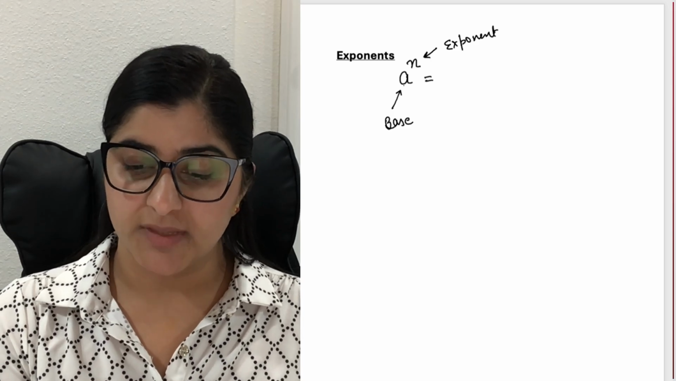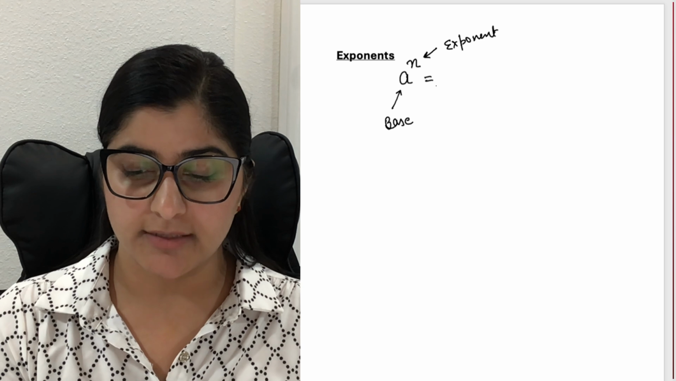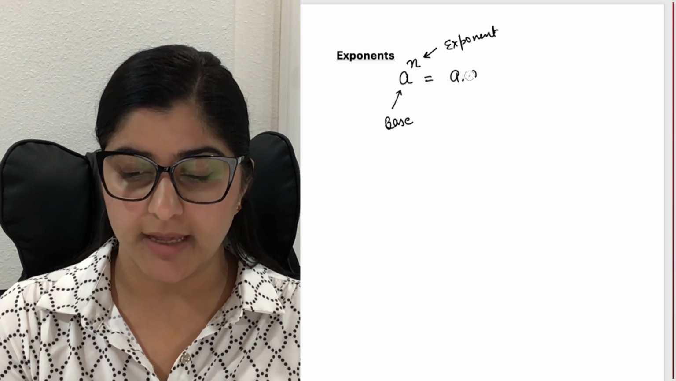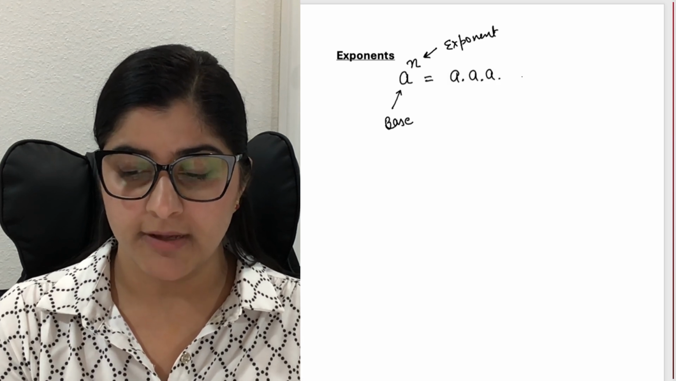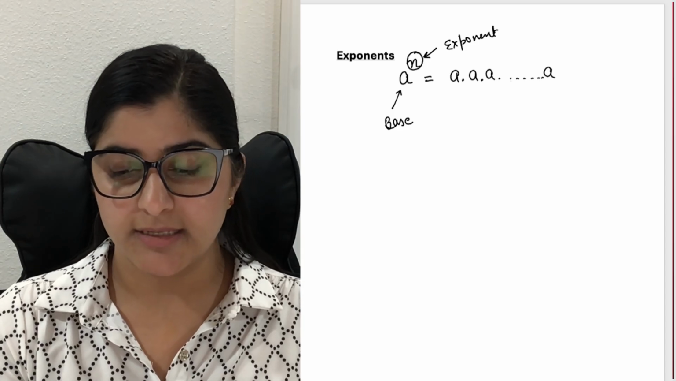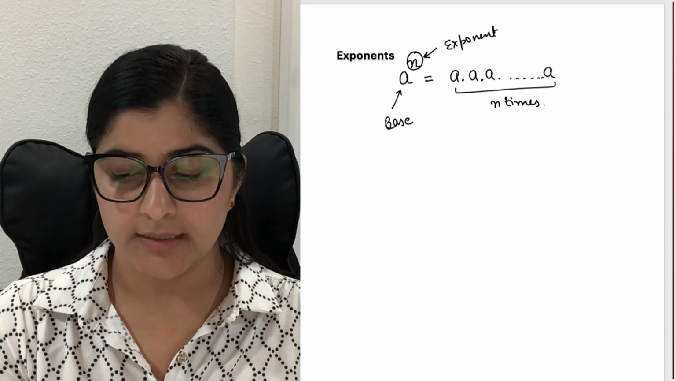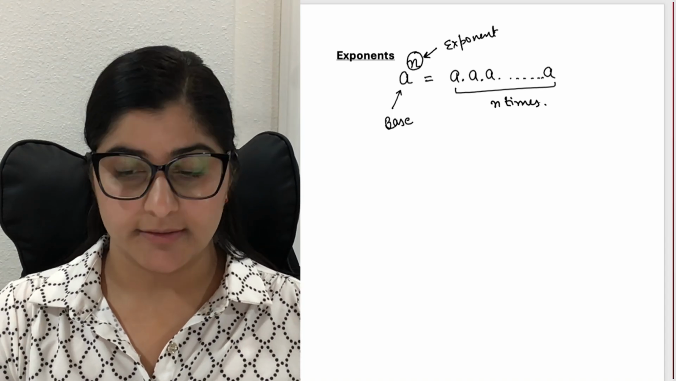So if something is written as a to the power n, that means we are multiplying a by itself. How many times? The exponent tells us we are multiplying a by itself n times. So it is in the power.